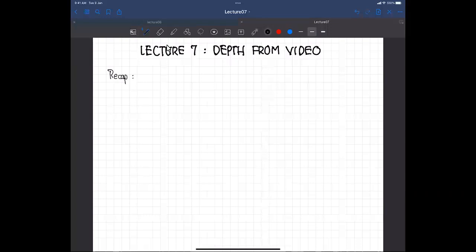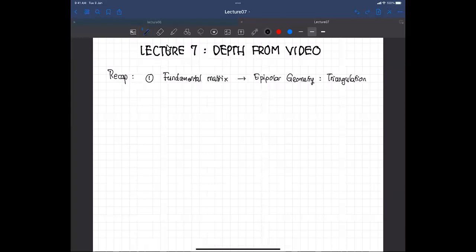Last week, well, the week before, we learned about the fundamental matrix. And this fundamental matrix is basically based on epipolar geometry. When we talk about epipolar geometry, it means a triangulation. So this is triangulation, correct?